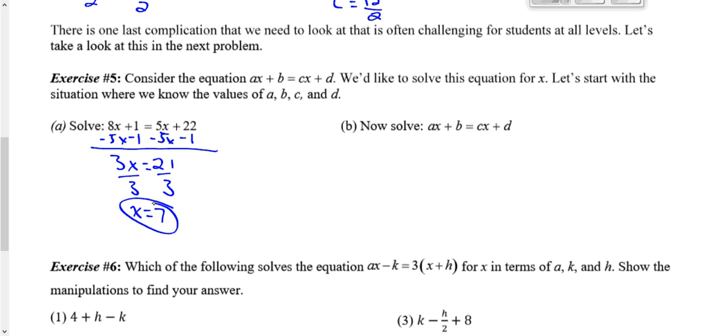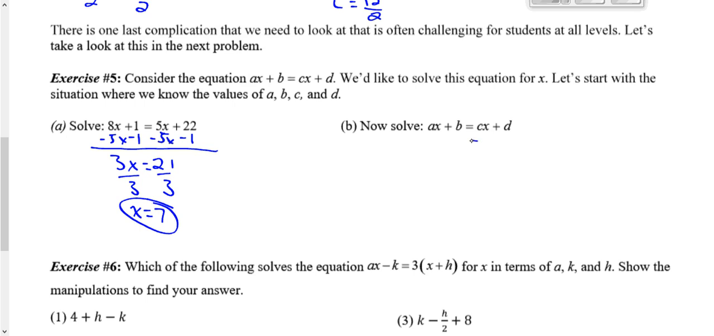You know how we combined like terms here, 8x minus 5x? That's nice because you had 8 of them and took away 5 of them, and we're left with 3 of those x's. But what if we don't know it was 8 and 5? Well, let's try it. What should we do first?